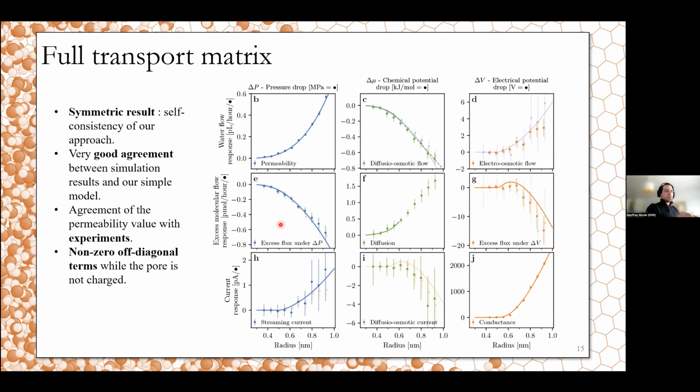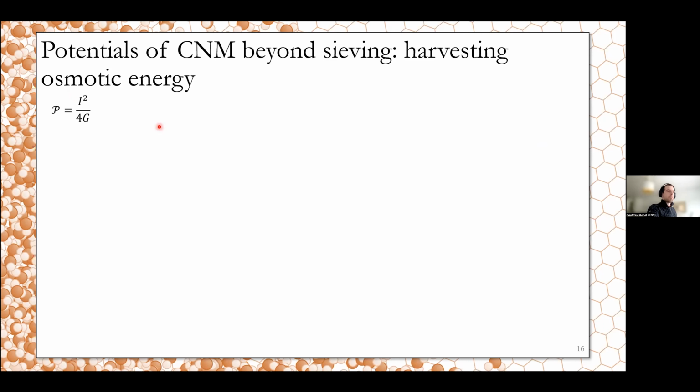Okay. We also see that there is a good agreement between simulated results and our very simple model based on homogeneous fluid. Well, I haven't talked about this yet, but the permeability and the conductance values are in good agreement with experiment, which is important as well. And finally, even if the pore is not charged, it is neutral, we see that the off-diagonal terms are not zero. Okay, and these things, for example, may open up very interesting perspectives, such as harvesting osmotic energy.